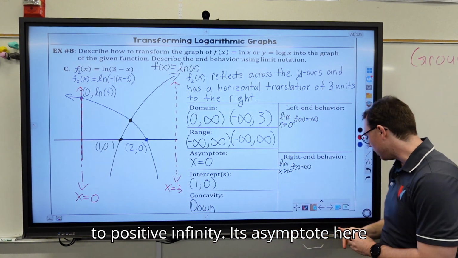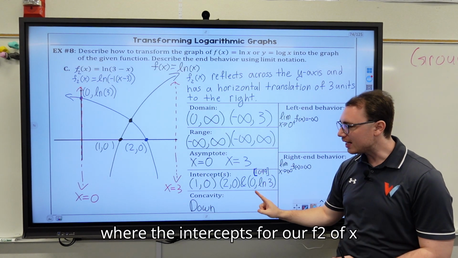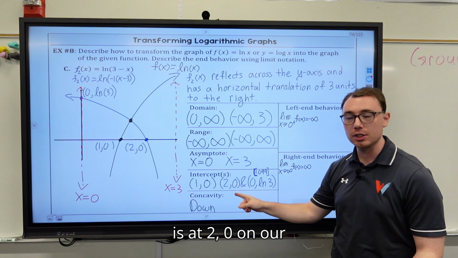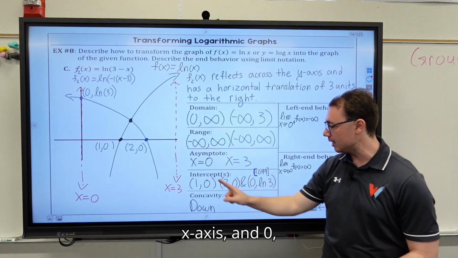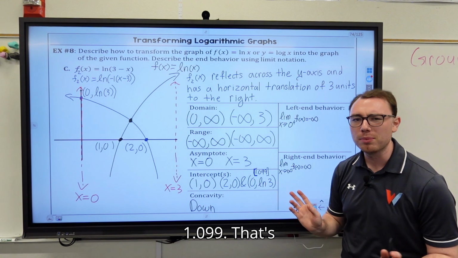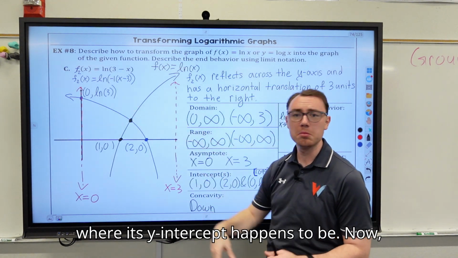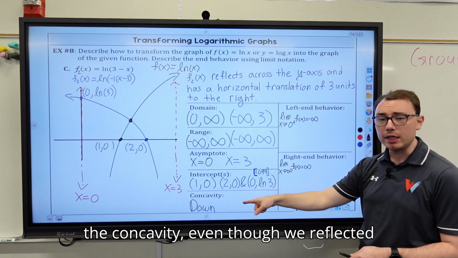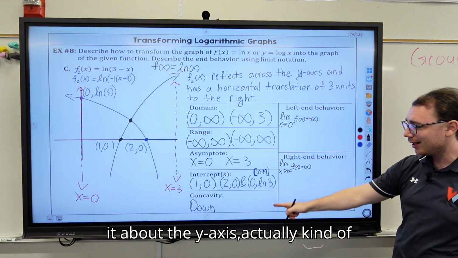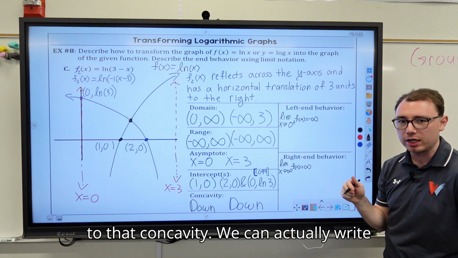Its asymptote here actually happens to be at x equals 3, where the intercepts for our f2 of x is at (2, 0) on our x-axis, and (0, natural log of 3), which is like 1.099. That's where its y-intercept happens to be. Now, the concavity, even though we reflected it about the y-axis, actually kind of just stays the same. It's still down. It's still that frowny face when it comes to that concavity.